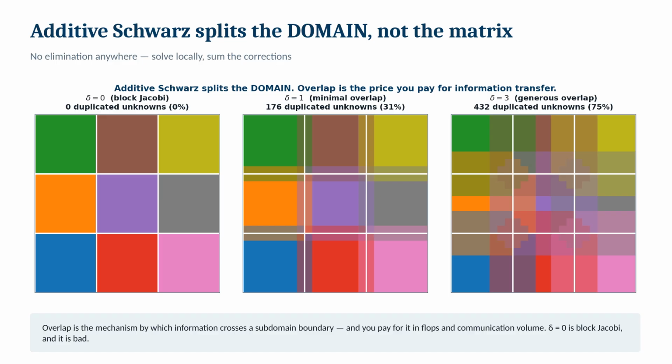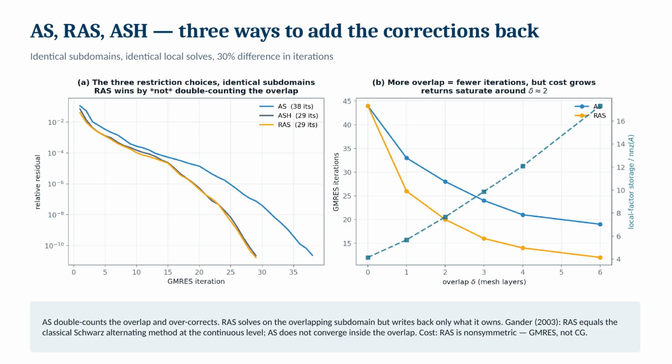Delta equals 3: 75% duplicated. Better convergence, much more work per iteration. Overlap is the price you pay for information transfer, and you pay it in flops and in communication volume. Three ways to add the corrections back. Classical AS: restrict the residual to each subdomain, solve, prolongate the whole local solution back, sum. Problem: in the overlap you're adding 2 or 3 contributions, so you overcorrect.